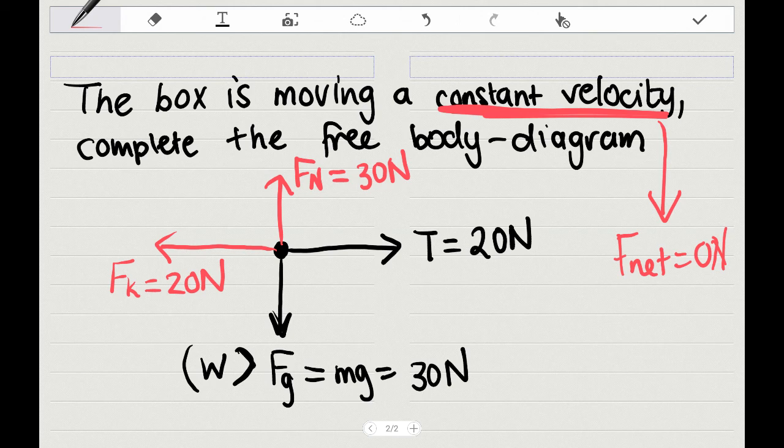So when you're drawing a free body diagram, you make sure that the lengths of the vectors are the same. Okay, because if you draw one bigger than the other, then you're saying that that force is bigger than the other, and it's not, because the F net must be equal to 0 newtons. Okay, let's do another example.